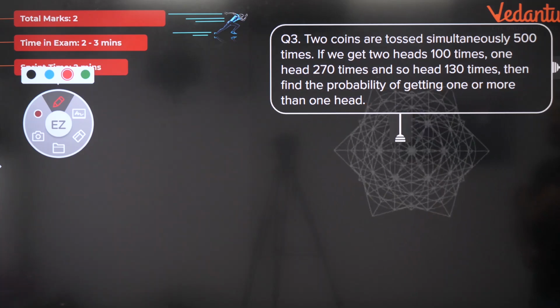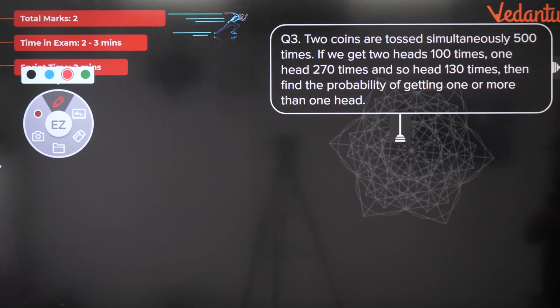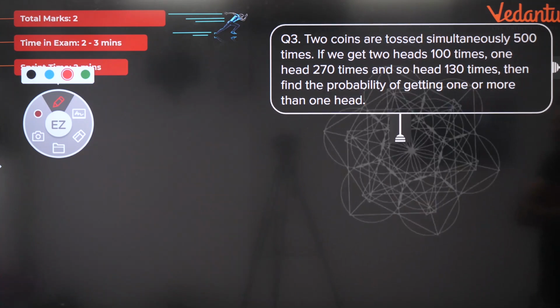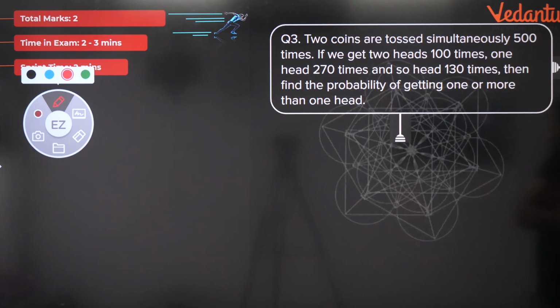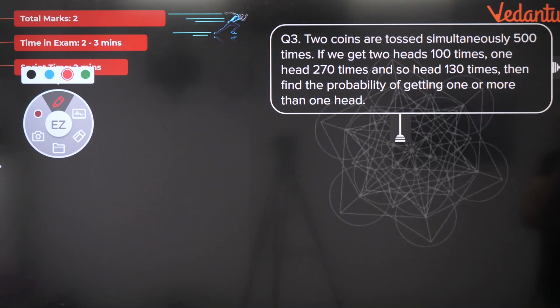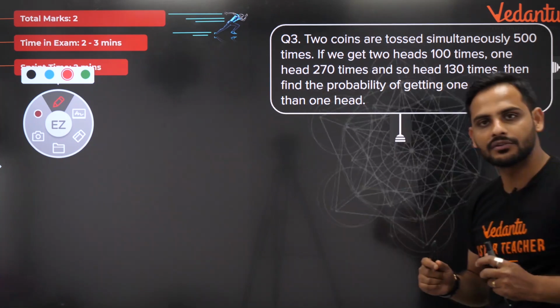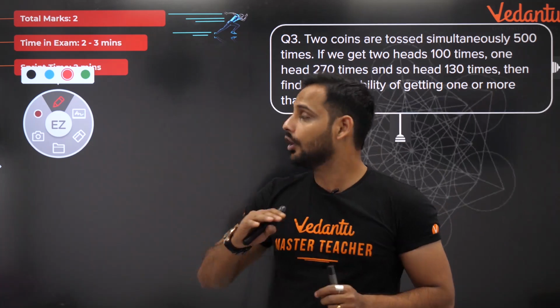2 coins are tossed simultaneously 500 times. So you have tossed 2 coins 500 times. If we get 2 heads 100 times, one head 270 times, and no head 130 times, then find the probability of getting one or more than one head. Now look properly, bacho, what is happening here. When you toss, how many coins?